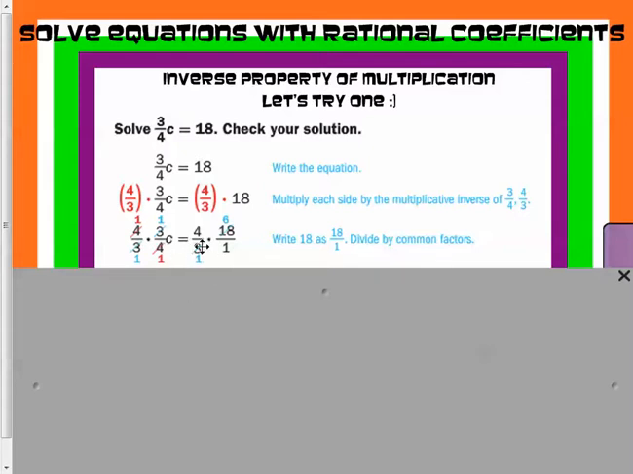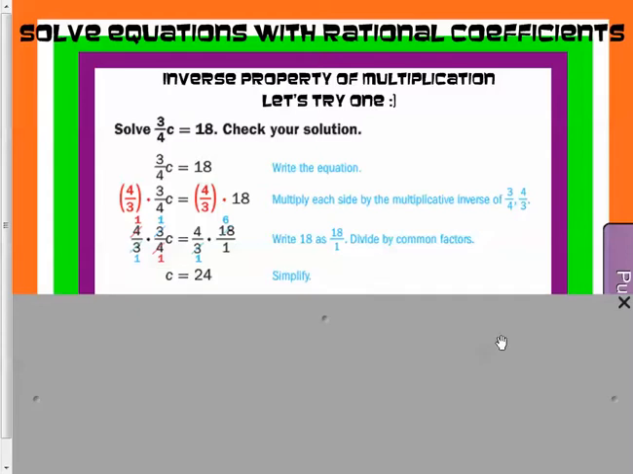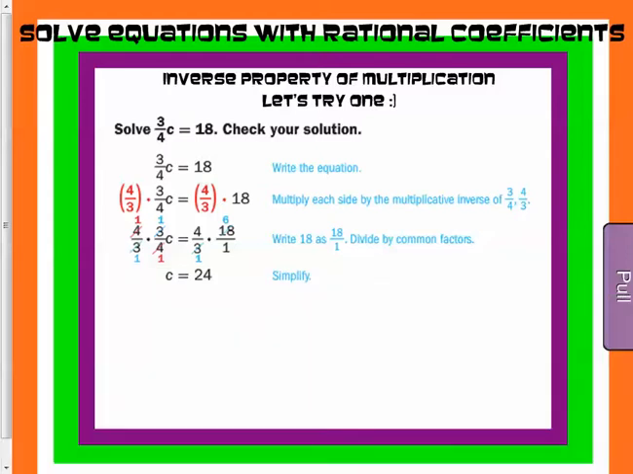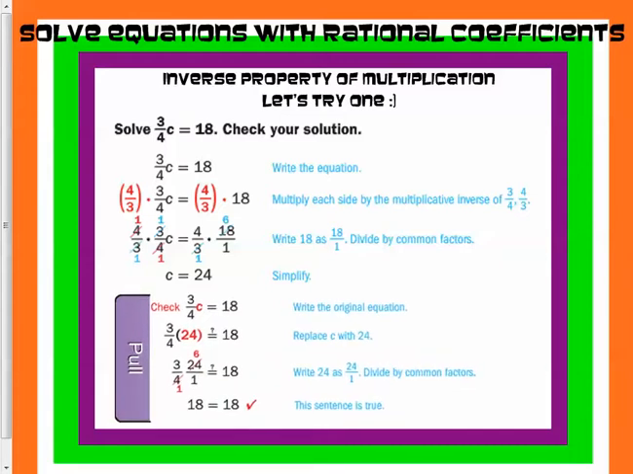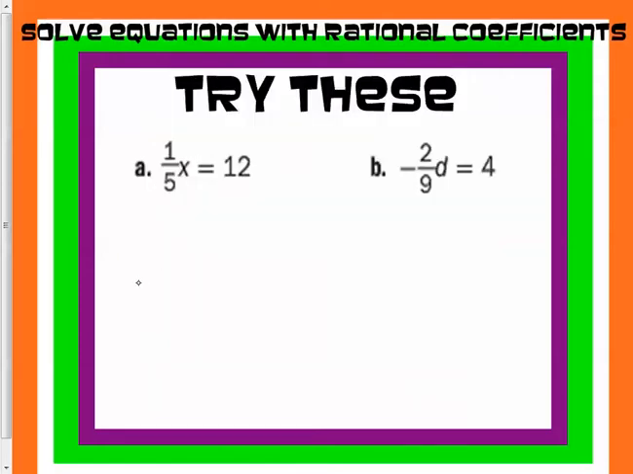Over here, we would simplify the 3 with the 18 and get 6. So 4 times 6 is going to give us 24. Don't forget that we can also check our work. So just in case you're worried, you can always plug in the 24 and solve to know that 18 equals 18. Okay, go ahead and try these, and I'll be back in just a second to show you the answers.